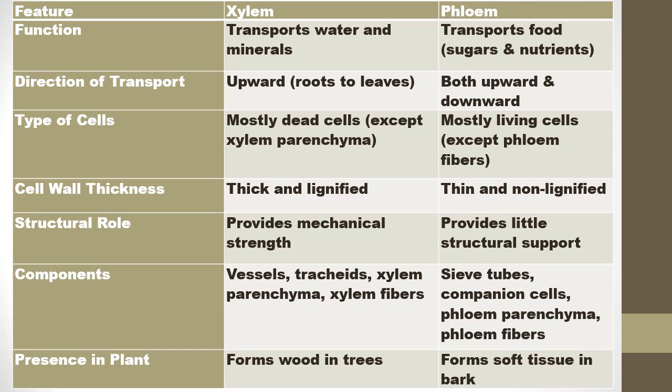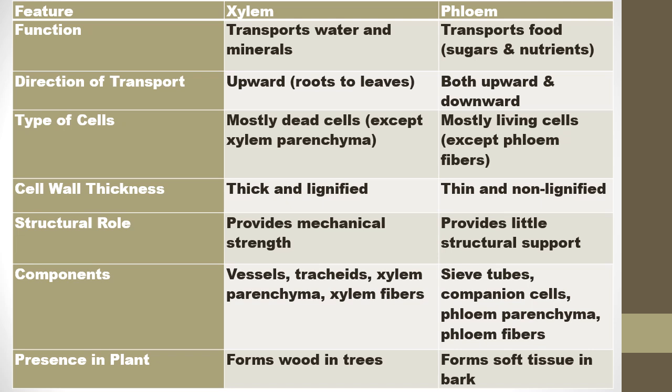except phloem fibers. Cell wall thickness. In xylem, the walls of the cells are thick and lignified, whereas in phloem, the cell walls are thin and non-lignified. Structural role. Xylem provides mechanical strength. Phloem provides little structural support. Components. The components of xylem are vessels, tracheids, xylem parenchyma and xylem fibers. And the components of phloem are sieve tubes, companion cell, phloem parenchyma and phloem fibers. Presence in plant. Xylem forms wood in trees. Phloem forms soft tissue in bark.